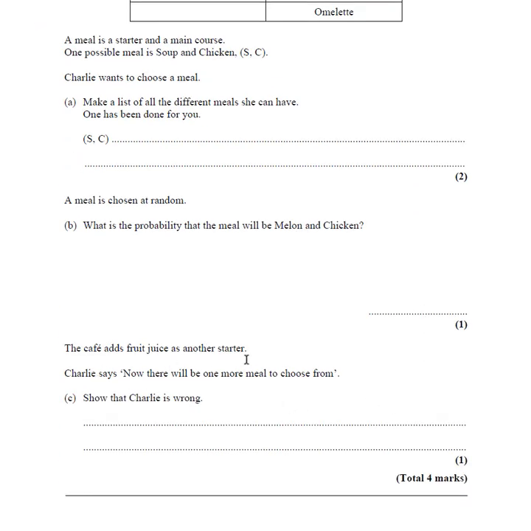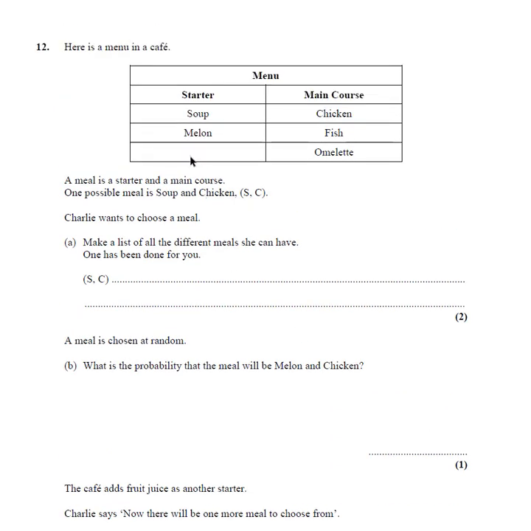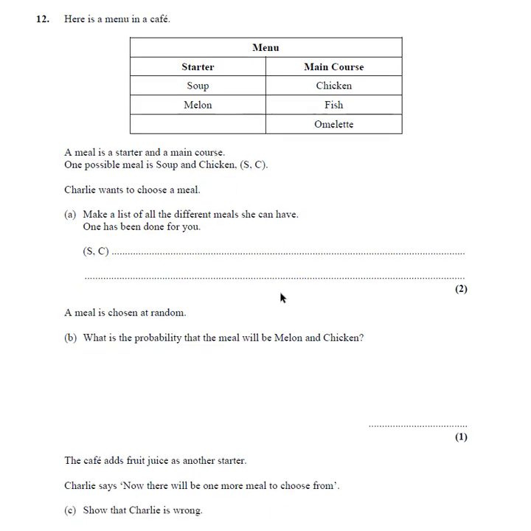The cafe adds fruit juice as another starter. Charlie says, now there will be one more meal to choose from. Show that Charlie is wrong. So if you put fruit juice here, why is Charlie wrong that there would be one more meal to choose from? Remember, it says here a meal is a starter and a main course.